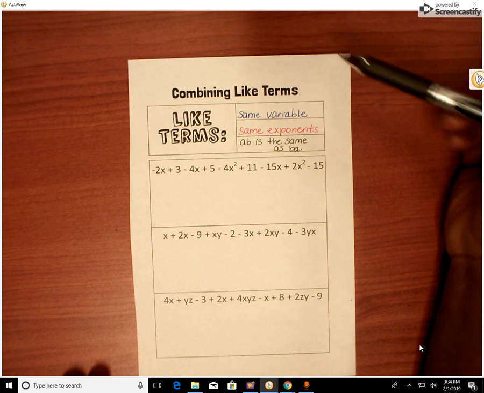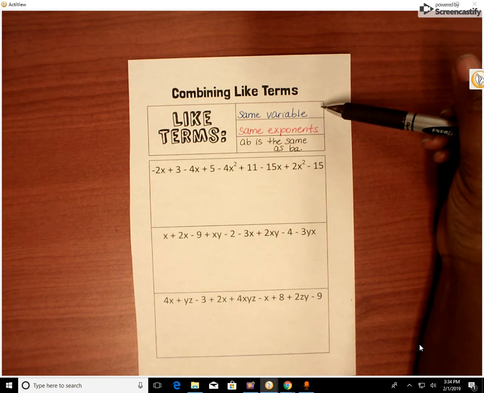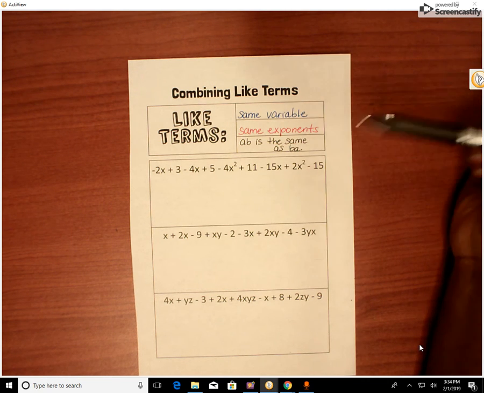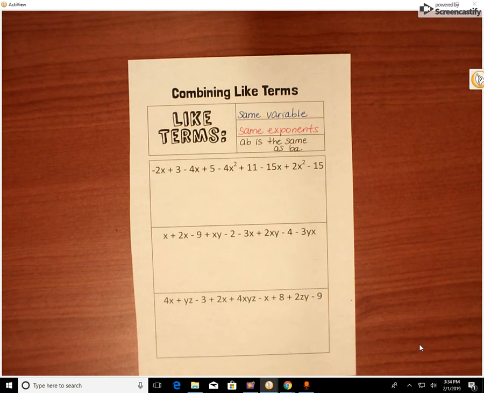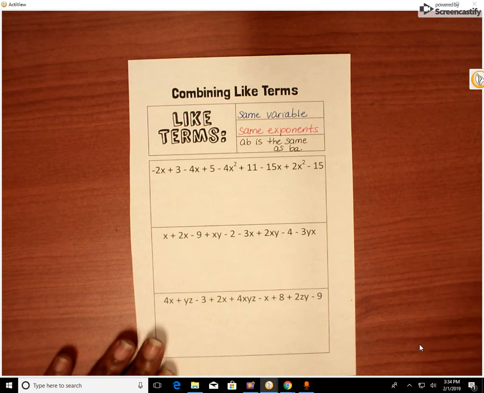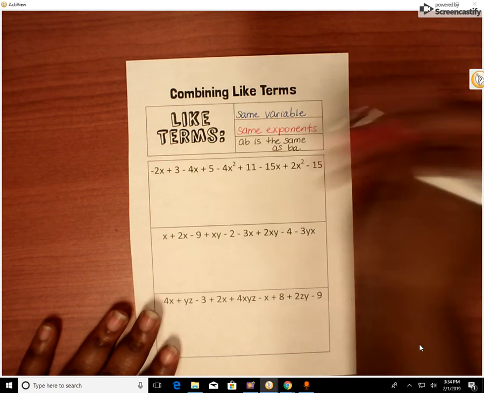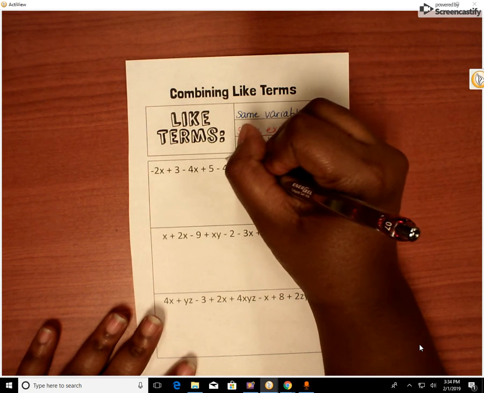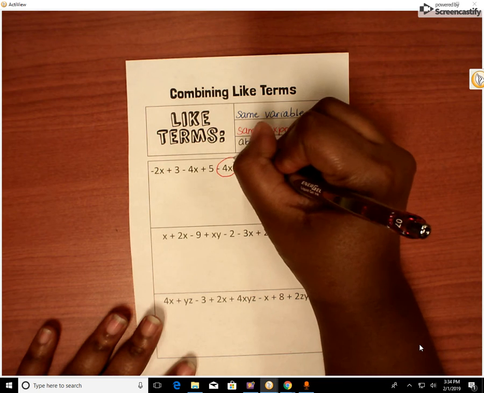We filled in that combining like terms have to be the same variable, same exponent. B is the same as BA, which means the order of the letters does not matter as long as the letters are the same, the variables are the same. And I'm saying letters just in case people forget variables means letters. So the first thing I told you to do was to kind of circle your like terms so you can see them. So the very first like terms I see a square, so I go straight for it.